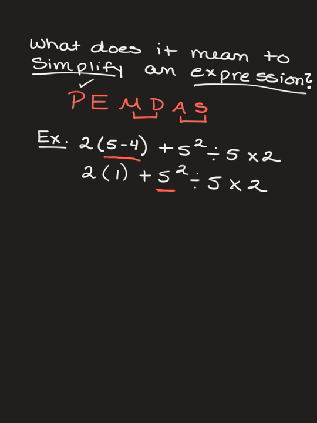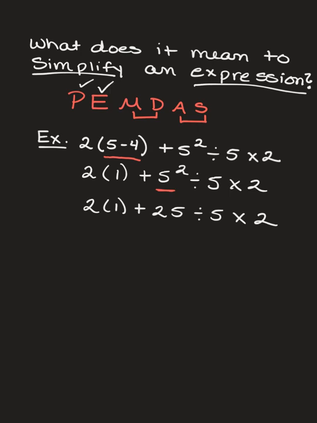So again, I'm going to rewrite everything I'm not touching exactly how it is, and I'm going to replace the 5 squared with 25. So I'm not doing anything right now with the 2 times the 1. Whoops, hang on, I'm going to switch my color back so it's consistent. Okay, I'm not doing anything with the 2 times the 1. I did evaluate the 5 squared, that's 25, divided by 5 times 2. And so that takes care of the exponent part of order of operations.